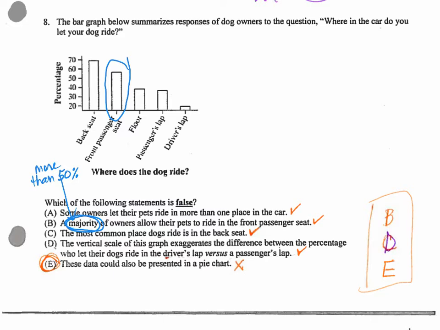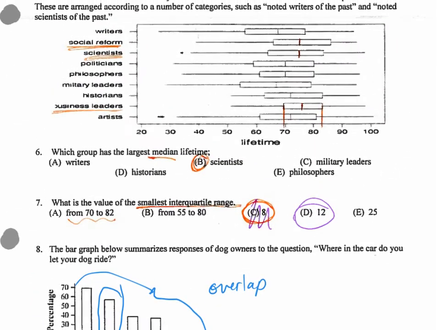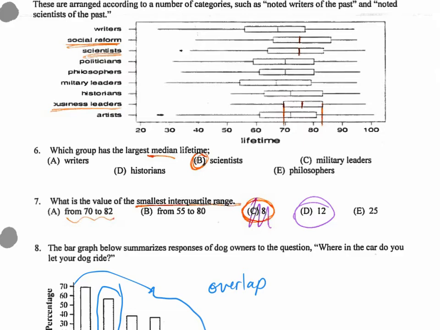But what can you tell me about all these numbers, because they total up to more than 100%? What can you say? It's not represented. People are double counting. It cannot be a pie chart, but what can you tell me about the dogs in this thing? They overlap. Some of the owners let their animals sit in more than one place in the car. So there's overlap. You cannot have a pie chart if you've got overlap. All right, number 7 is D, and number 6 was B.